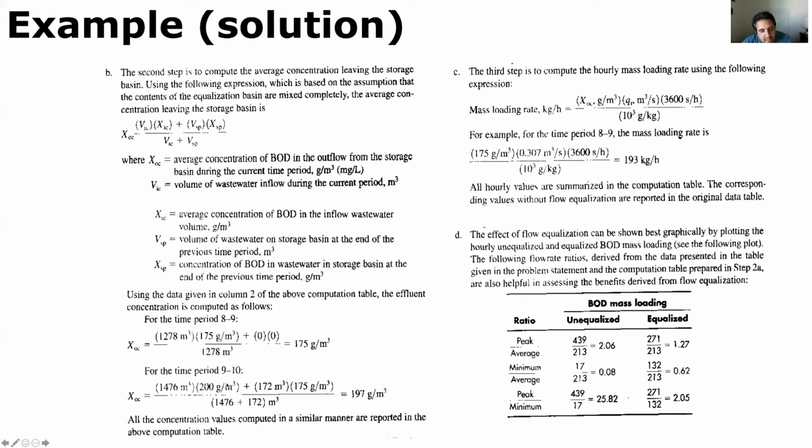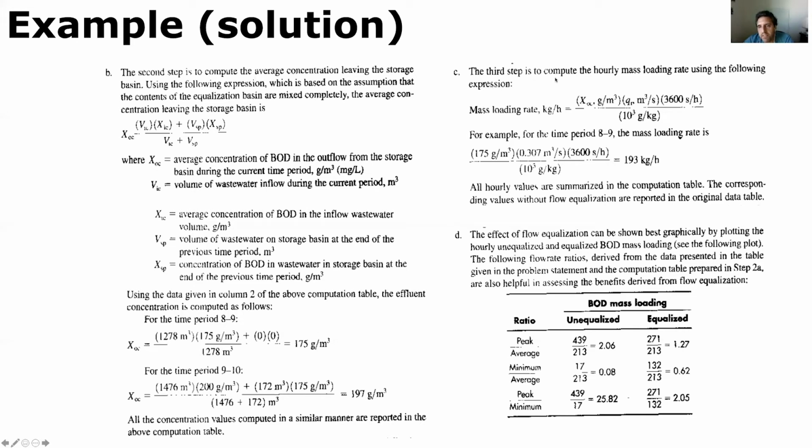197 is slightly less than the 200 milligrams per liter that's coming in between the hours of 9 and 10. And that's because that 200 milligrams per liter is getting blended with a lower strength wastewater that's already in there from the previous hour. So that gives us a slightly lower concentration. So you can see the effect of BOD concentrations being dampened as they leave the equalization tank.